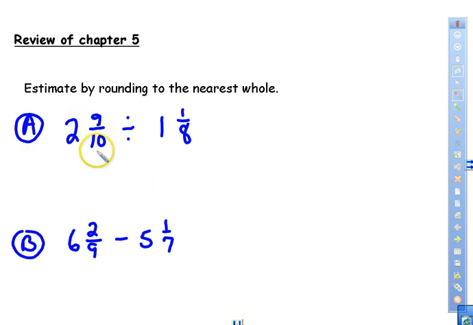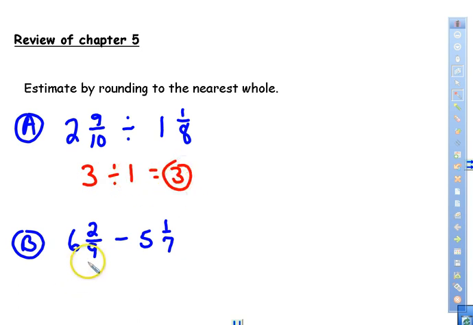All right, so if we're going to round 2 and 9/10, that's going to round to a 3, because again, we're looking at the denominator and taking half of it. Half of the denominator, which is 5, so 5 or more for the numerator would give me the next number of a 3, divided by 1 and 1/8. And the 1/8, again, half of the denominator is 4. So 4 or more would round up, otherwise it stays the same, so it stays at 1. And 3 divided by 1 is 3.